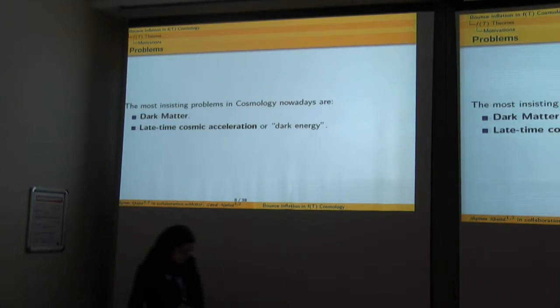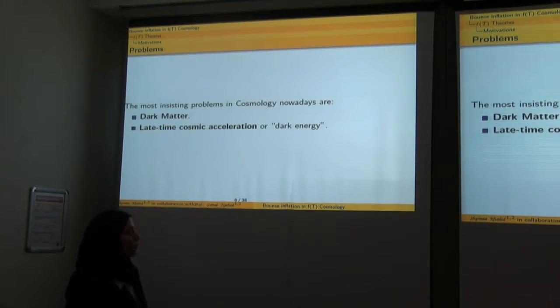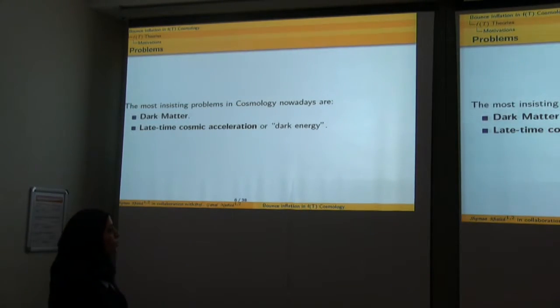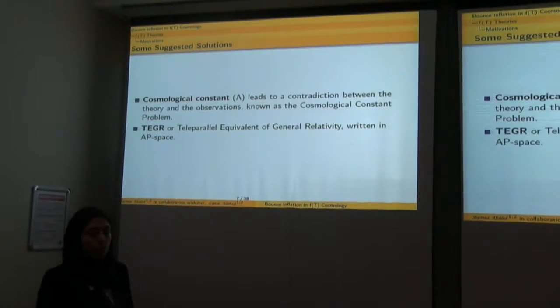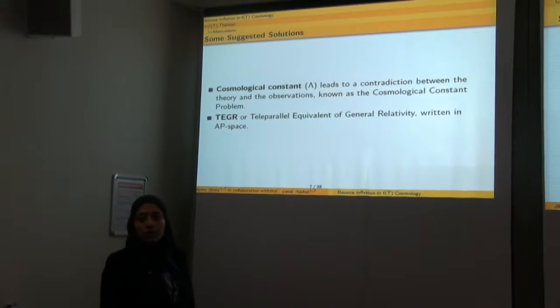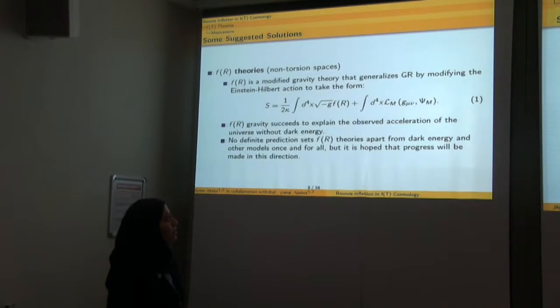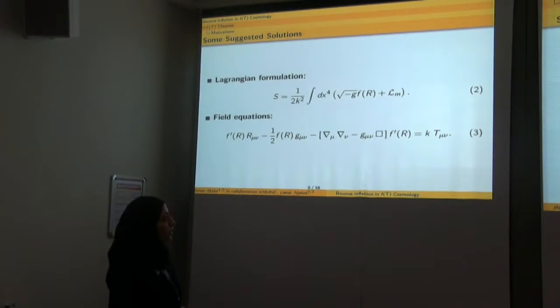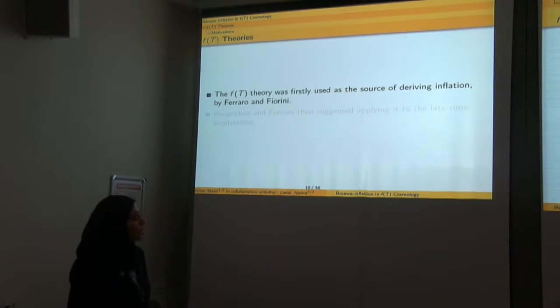The problem. The problems in cosmology nowadays are dark matter and dark energy, and some solutions for these problems are the cosmological constant and using a teleparallel space instead of Riemann space. And f(R) theory, this is the action of f(R) theory and the field equation. Now we talk about f(T) theory.